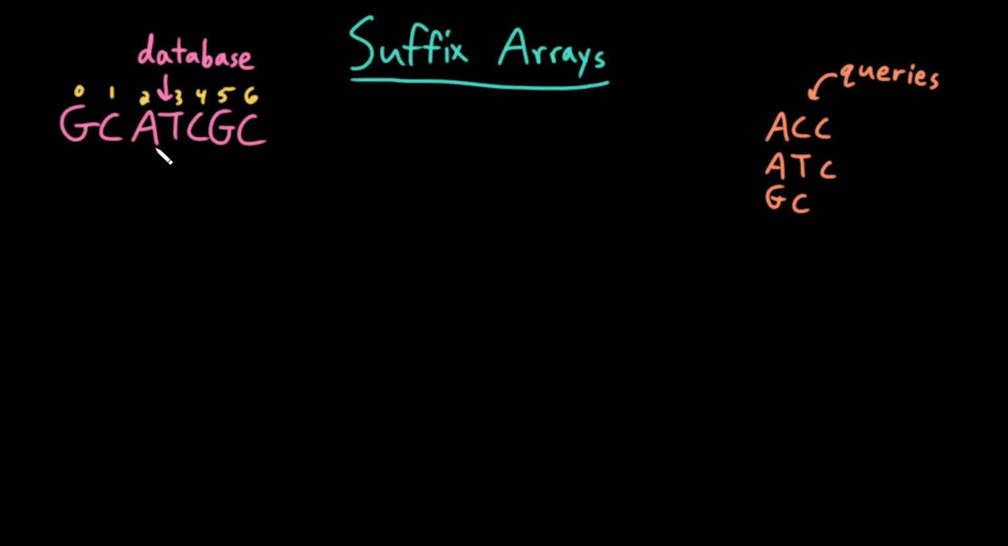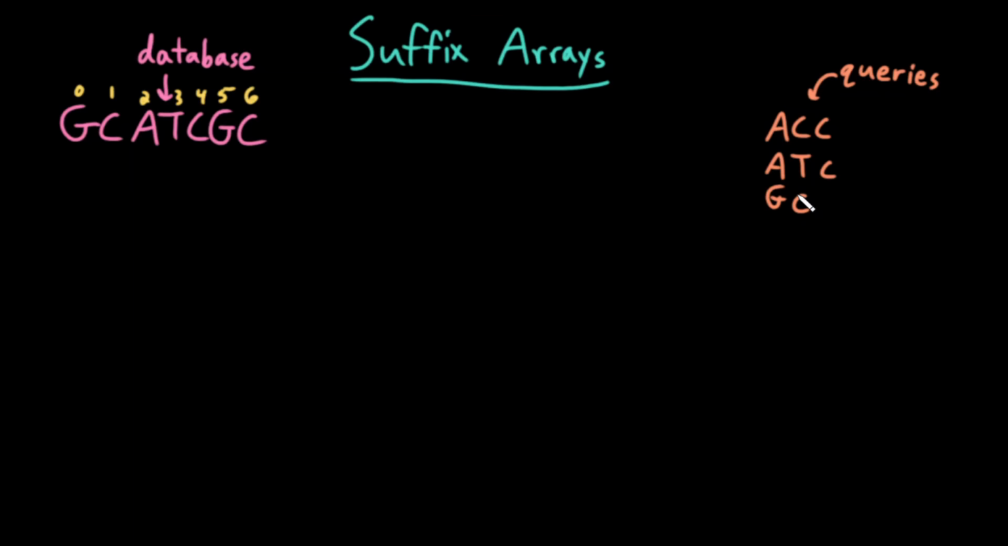Well, this substring of my database is the start of the suffix that begins at position 2. So ATCGC, this suffix starting at position 2, starts with this query. What about GC? I can see that there's two suffixes in my database, the one starting at position 0, which is the entire string, and the one starting at position 5, which is this last suffix. Both of these suffixes start with GC.